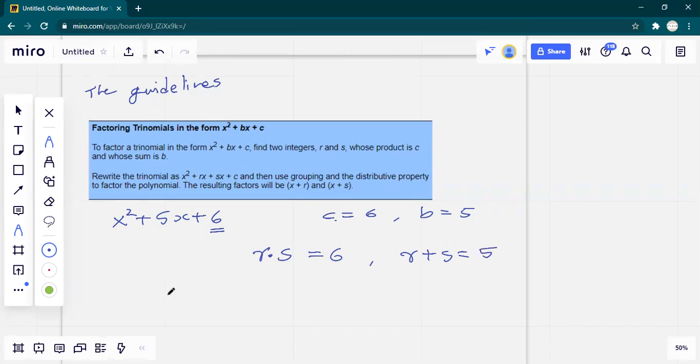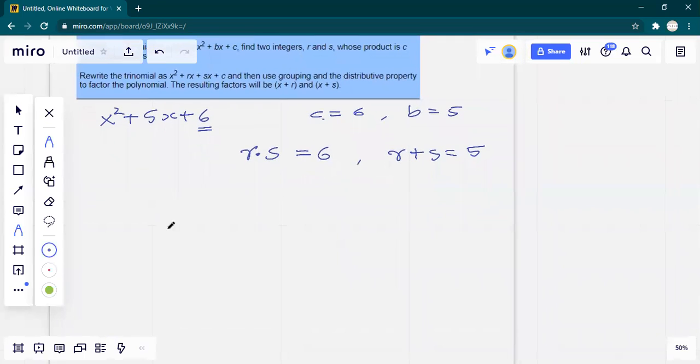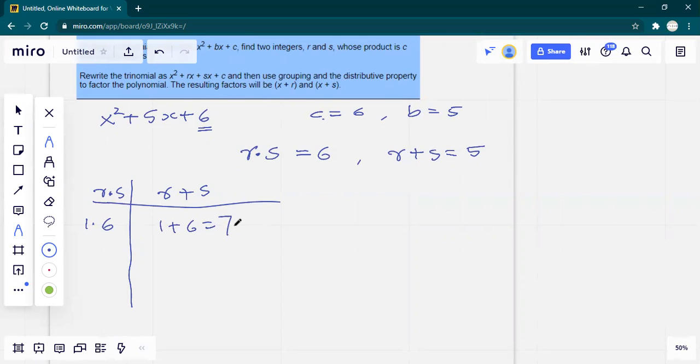So let's start with the table, a small table with the r and s. R and s, we need to factorize this 6, and r plus s here. Okay, the first simple factorization of 6 is 1 times 6. This is r times s. What is the r plus s here? 1 plus 6 is equal to 7. But we need the middle coefficient 5, so it will not work.